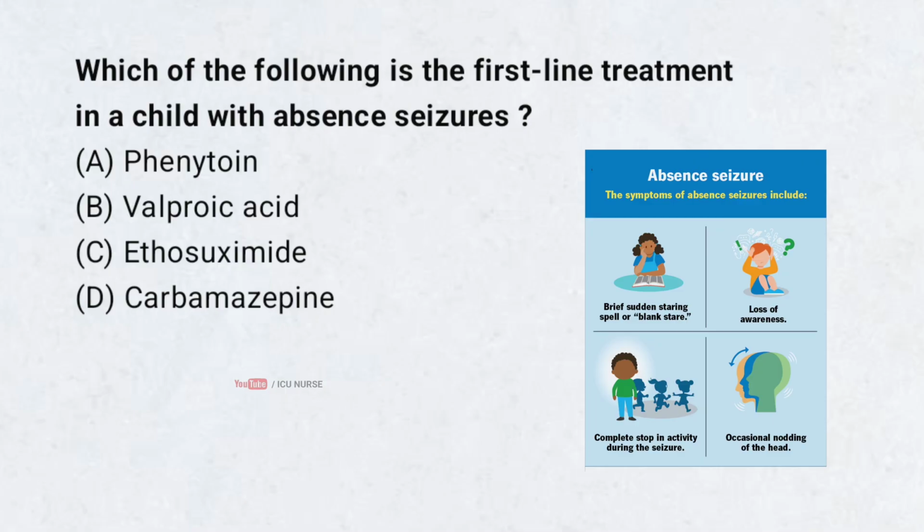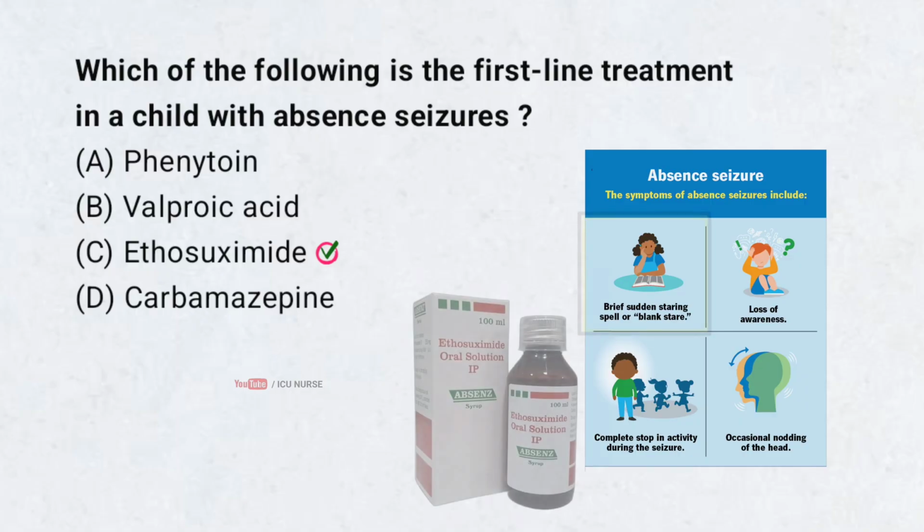Which of the following is the first line treatment in a child with absence seizures? A. Phenytoin, B. Valproic acid, C. Ethosuximide, D. Carbamazepine. Correct answer C. Ethosuximide. Absence seizures are brief episodes of staring and unresponsiveness.